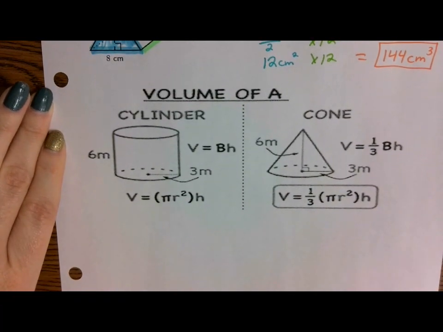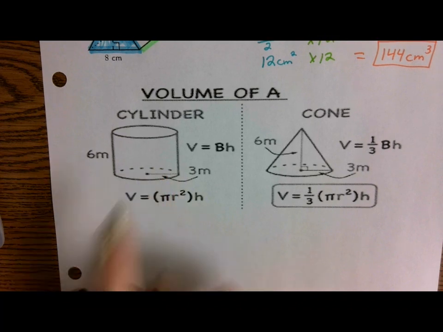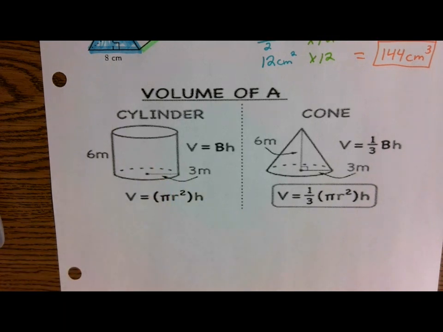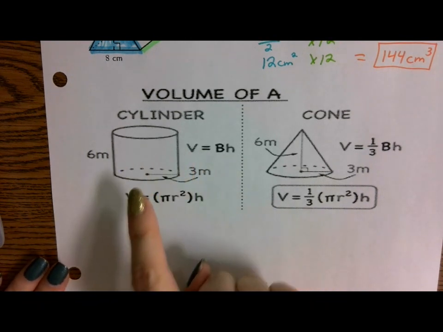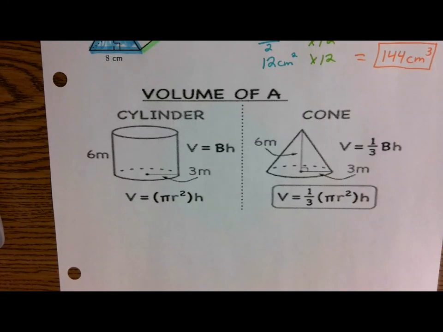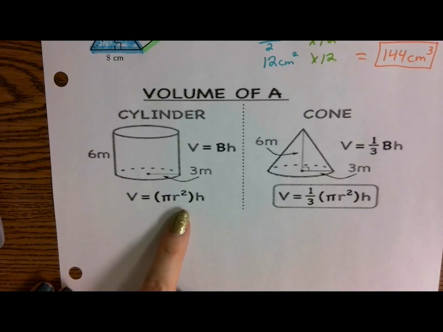It's the same idea. A cylinder is definitely a type of prism. So you still find the area of the circle and multiply it by the height of the cylinder. That's the same exact idea. It's just pi r squared times height.